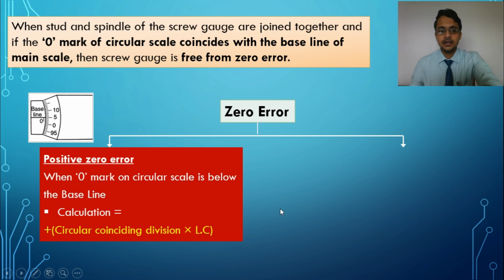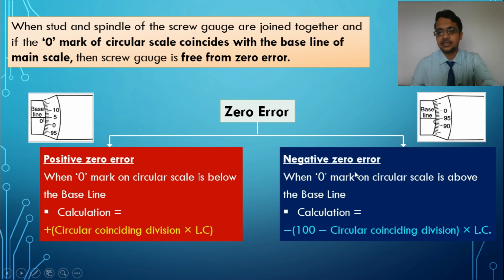Now come to negative zero error. That means the second kind of error, negative zero error. Look at this diagram. Here the zero mark on the circular scale is above the baseline. This is the zero mark. The zero mark of the circular scale is above the baseline. If this is the situation in your instrument, that means there is negative error in your instrument. You have to understand this thing. So how will you calculate? Here the calculation is a little bit different.